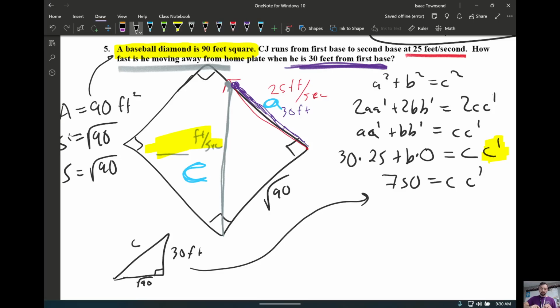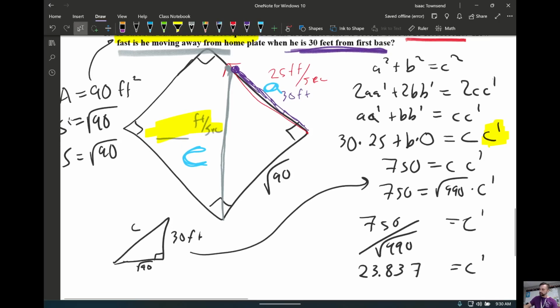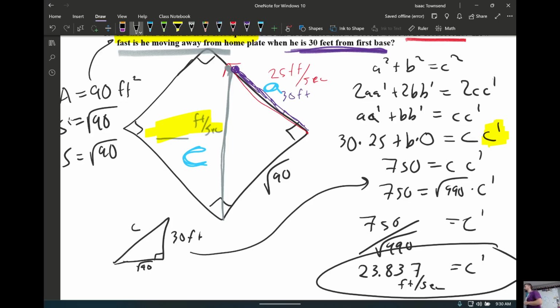30 squared plus 90 squared is supposed to equal C squared. So C is the square root of 990. So our answer is 750 over the square root of 990, about 23.837 feet per second. By the way, I always round to 3 decimal places. I don't know if y'all have noticed that, but just like we did in pre-calculus, because that's what your AP exam expects. Would it not just be 90?